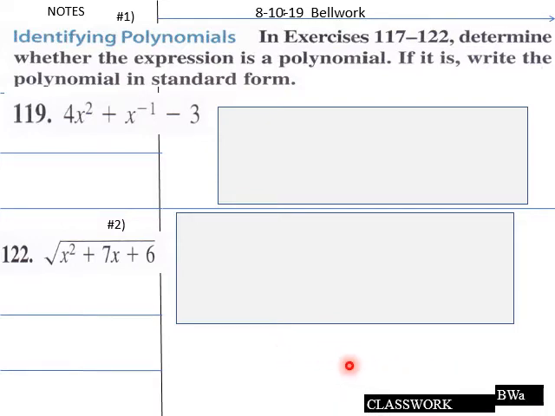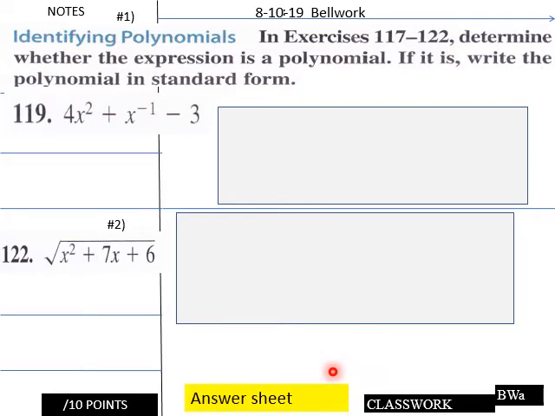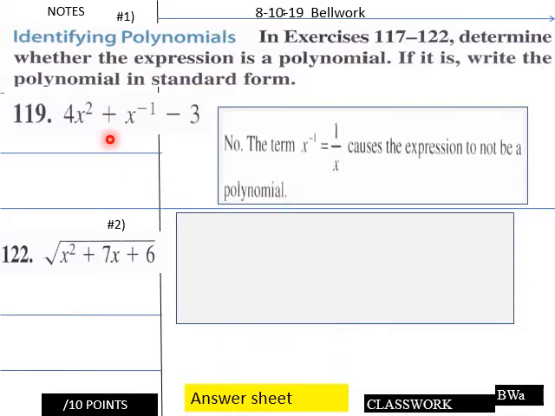Okay, welcome back for the answers of today's bell work. For the number 1 up here, no, the term x to the negative 1 means it's the reciprocal of x, which causes the expression to not be a polynomial. And then this one, nope, because this whole quantity here is to the 1/2 power. So neither one of them are polynomial, students. Hopefully you got that.